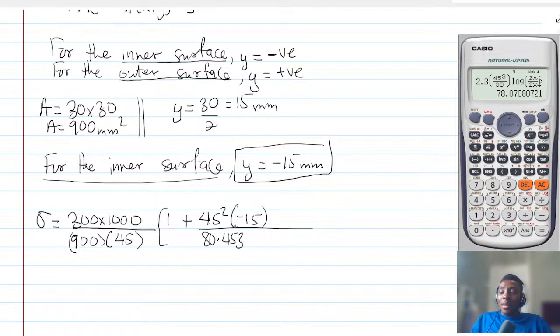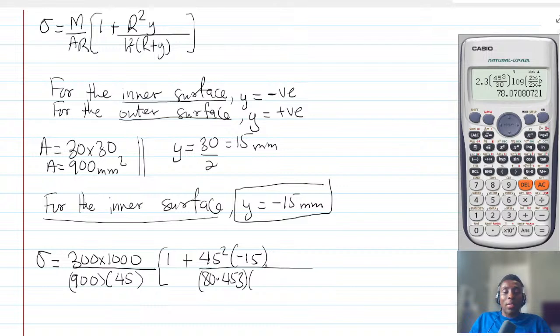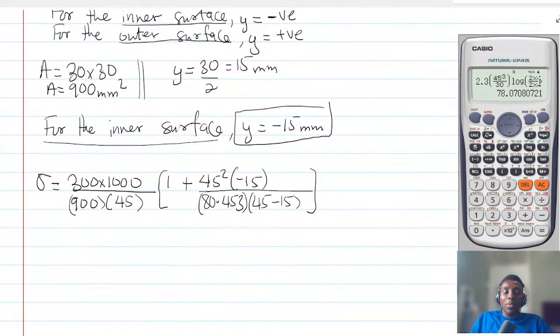Okay, but in exams, either of them that you use is correct, but I want you to use the one that you are okay with. If you want to use the one that is in your slides, that's okay. So we have this h squared, then r plus y. So 45 minus 15 because of the compressive.